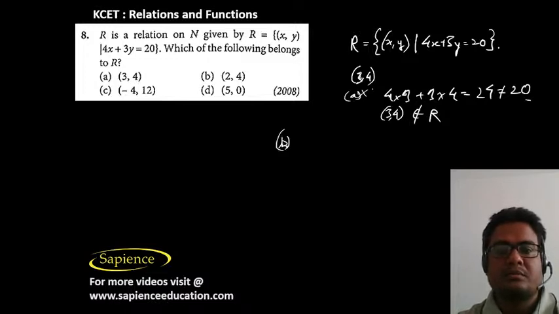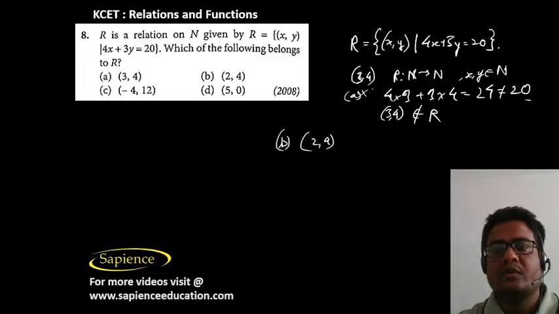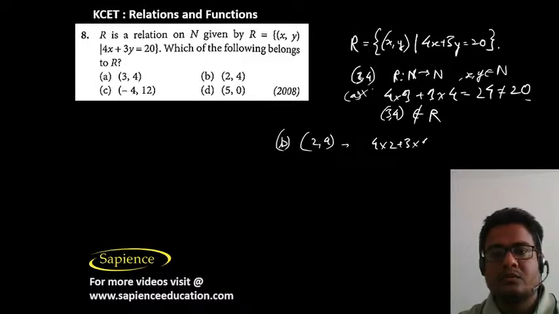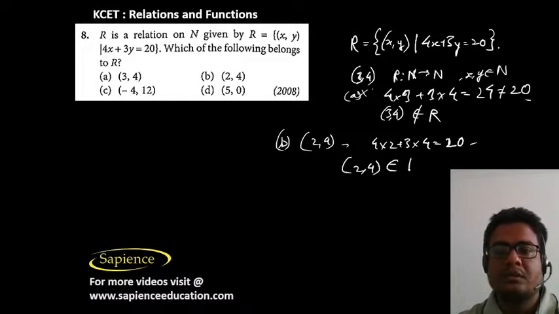Then the option B is given as 2 comma 4. So 2 and 4 both are natural numbers. Here R maps from the set N to N, which means x and y both should belong to N. So 2 comma 4, if you do so, then 4 into 2 plus 3 into 4, that is 8 plus 12, that is equal to 20. So 2 comma 4 belongs to the relation R.